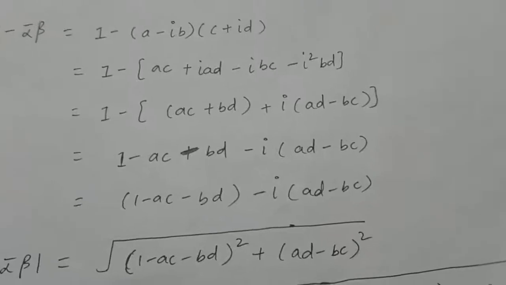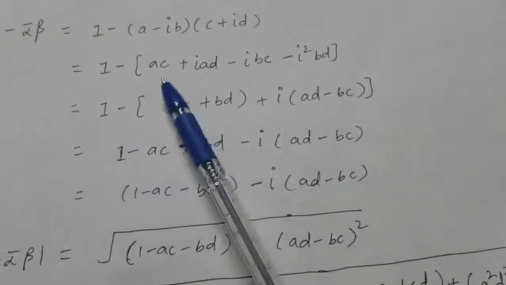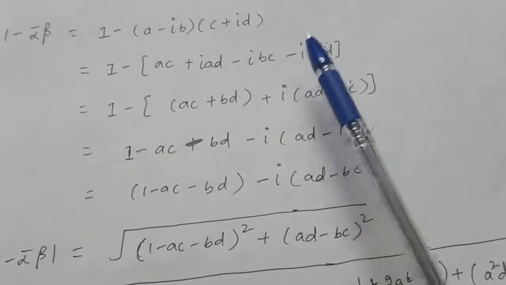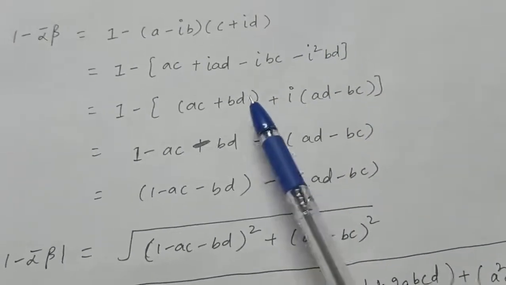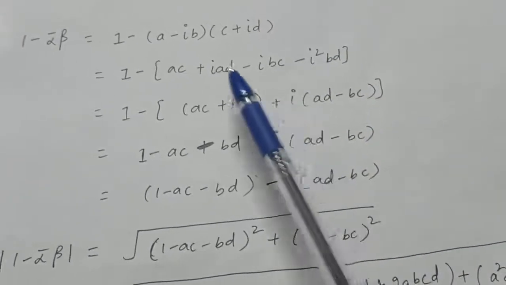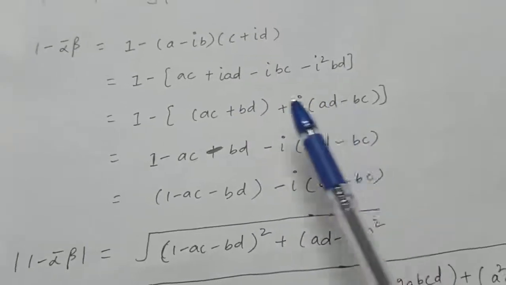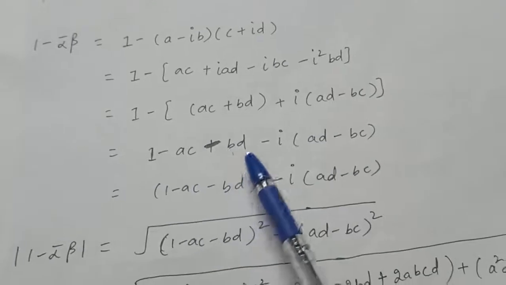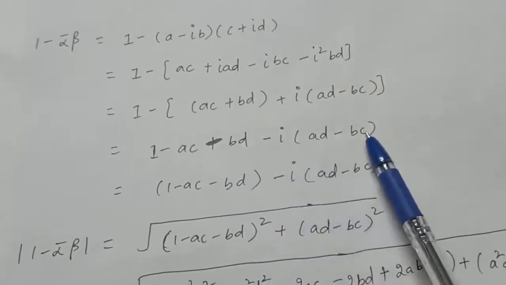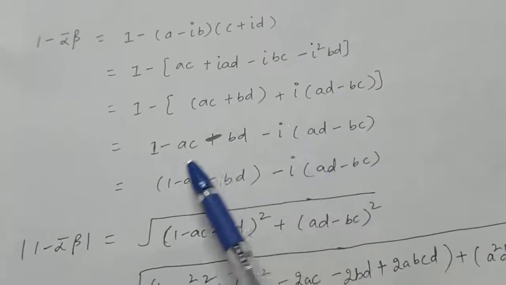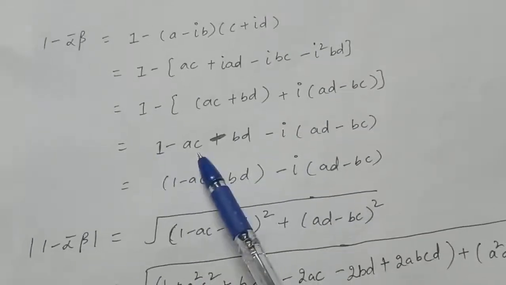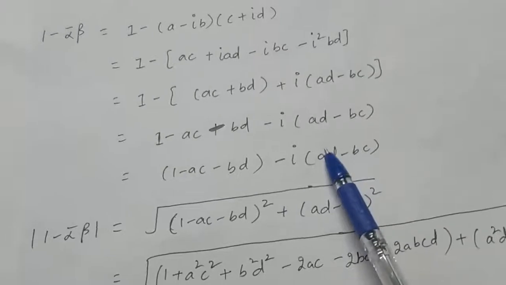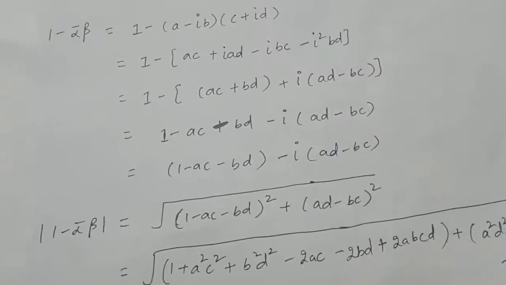So you will get 1 minus ac. Now this iota square is minus 1, minus minus is plus, so ac plus bd plus iota (ad minus bc). Now this will be equal to 1 minus ac minus bd minus iota into (ad minus bc). So this complete is the real part minus iota (ad minus bc), right?